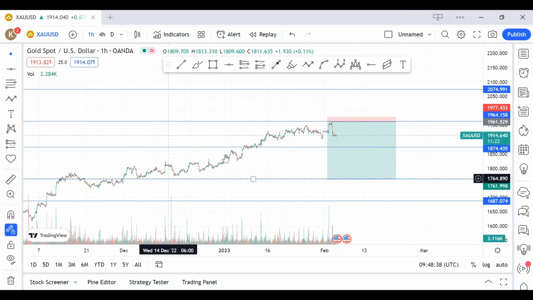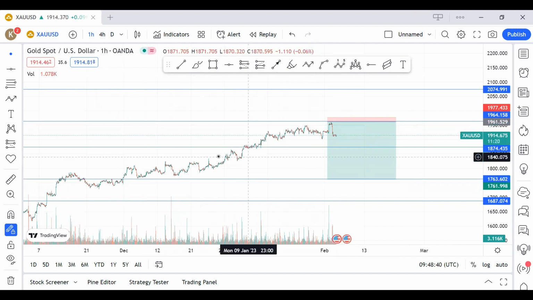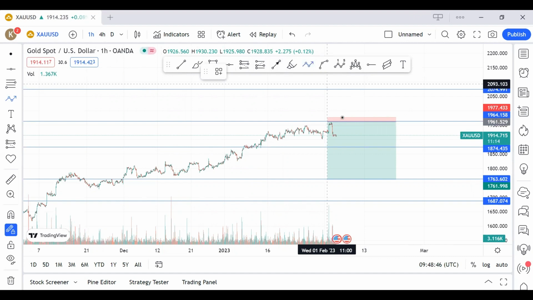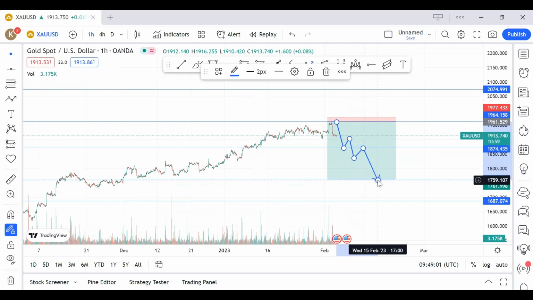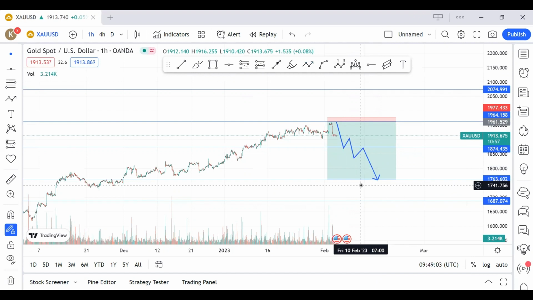And remember, guys, what goes up has to come down, and I think it's going to come down to this level here. So I'd say that the market will be ranging in this type of formation until it goes down, until it comes to this level here.